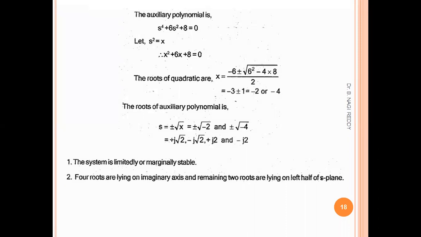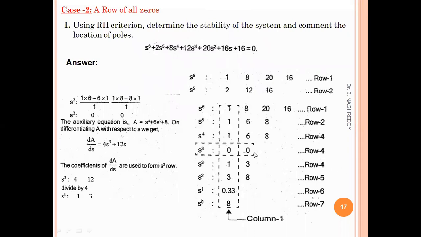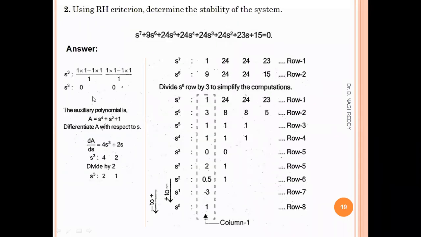If we got the same condition, which is case 2, but we also got a sign change, then for any case, if we get a sign change, immediately you can write that it is unstable. Okay, so this is how we can calculate case 2, which is a row of zeros. You can do the same thing for this expression also. This is the second problem for the second case.